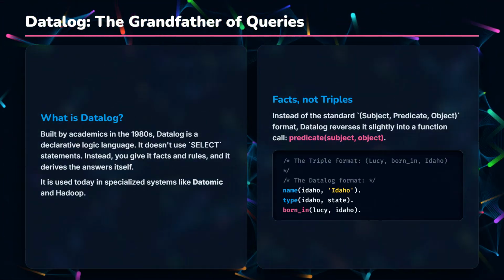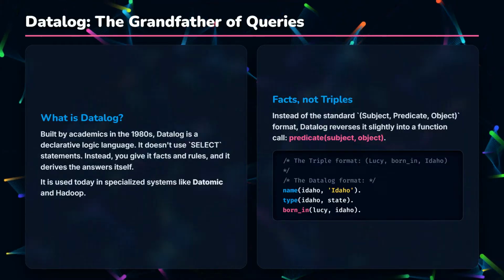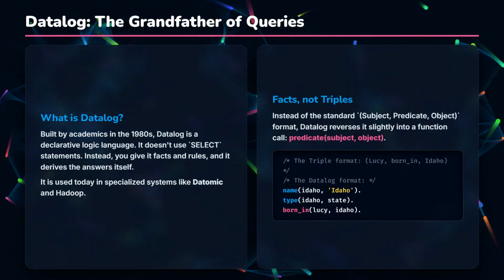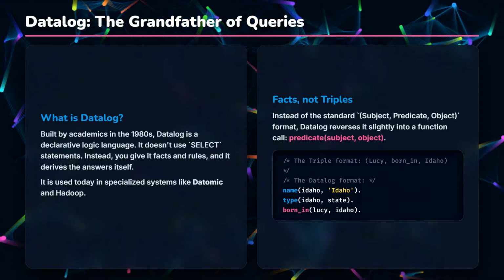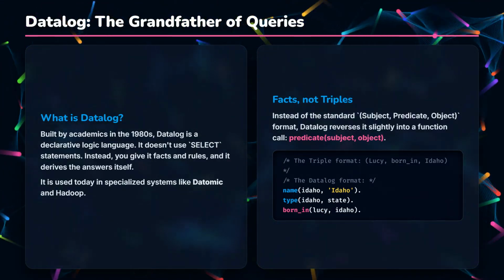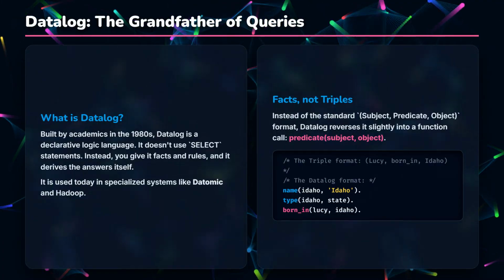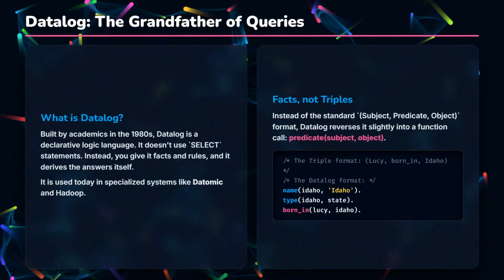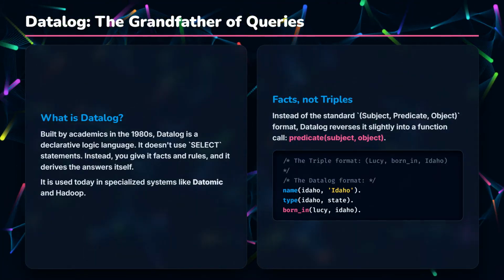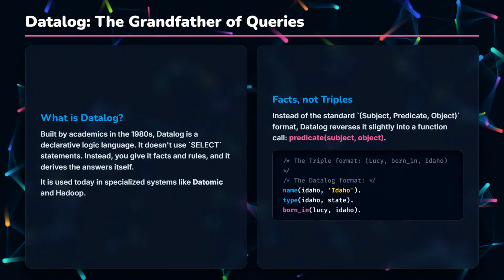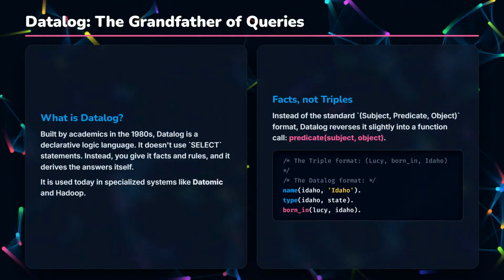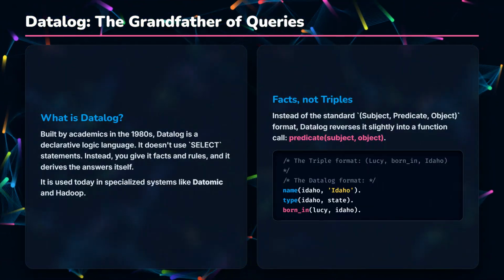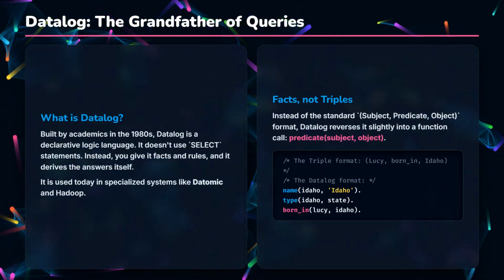Look at the code on screen. We write name, parenthesis, Idaho, comma, quote Idaho unquote. Then we write born in, parenthesis, Lucy, comma, Idaho. These are not queries. These are called facts. We are simply giving the database a list of absolute truths.